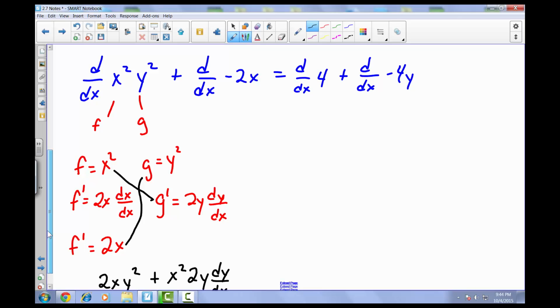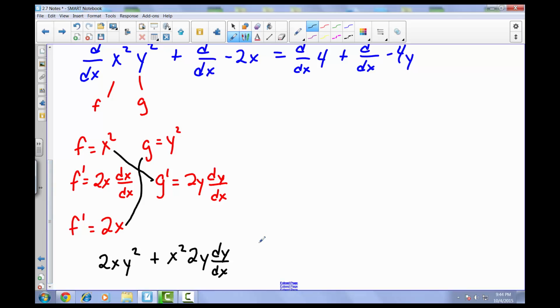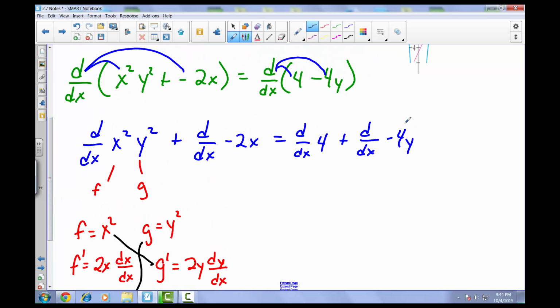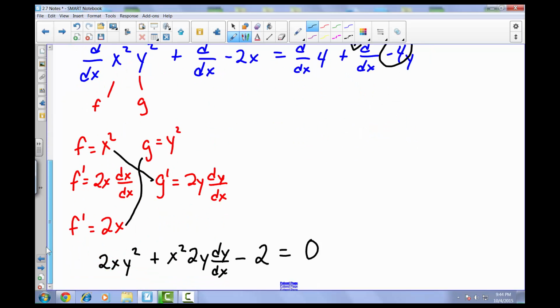Now the derivative of negative 2x with respect to x would come out to just be negative 2. On the right side, we have the derivative of a constant, that's just 0. This negative 4, we're going to treat as a constant and bring in front of our derivative. So then really we're just taking the derivative of y with respect to x. So we'd have minus 4 dy over dx.